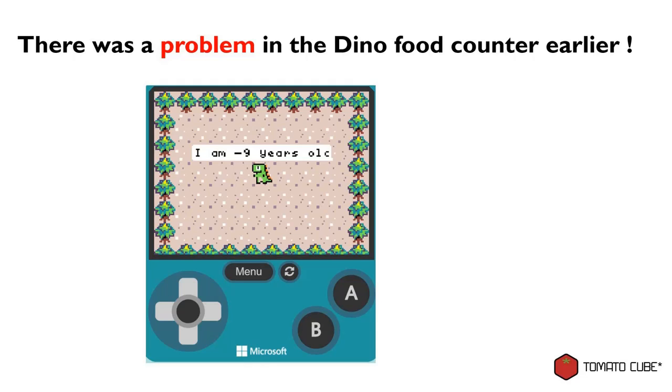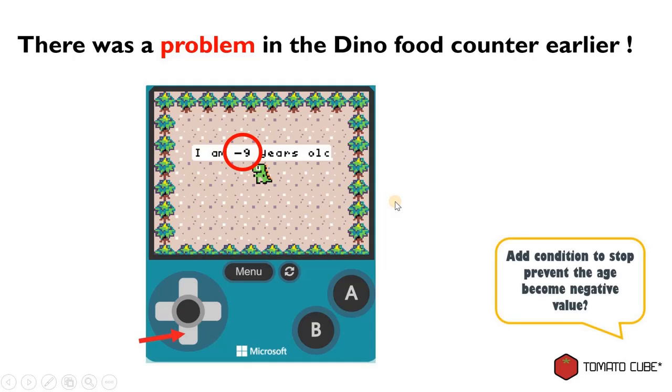Before we end today's session, let's take a quick look at the Dino Food Counter project that we worked on earlier on. There is a small problem in the program because as we click on the down button, it will keep reducing the age. It works fine, but as it goes below 0, it will become a negative value. So eventually your dinosaur will become negative years old. That doesn't make sense, that someone has negative years old.